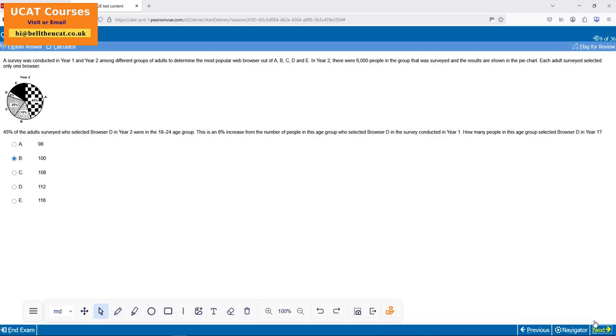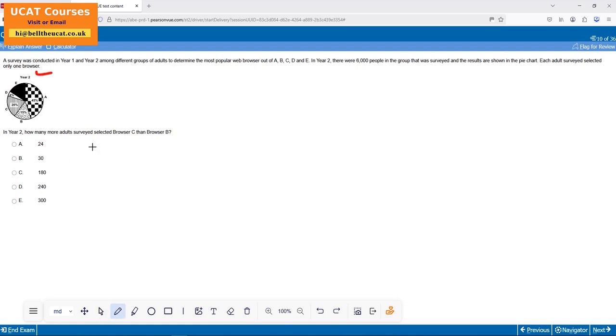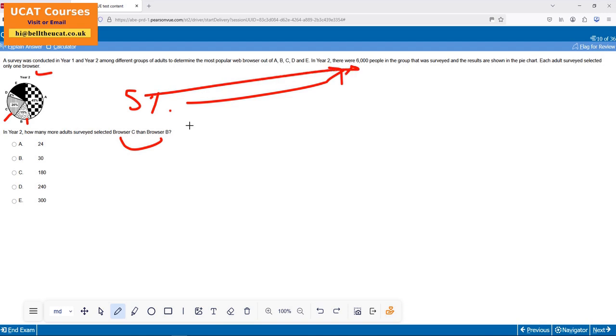Right, next question. In year 2, how many more adults selected browser D and B? So this is B, this is C. 15 and 20, that's 5%. 5% of what? 6,000. 5 times 6, 30. 30 or 300? No, it has to be 300.